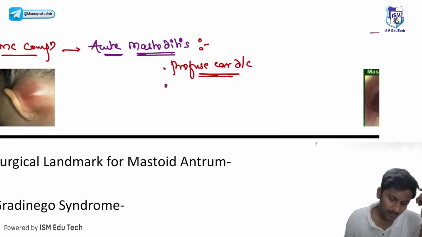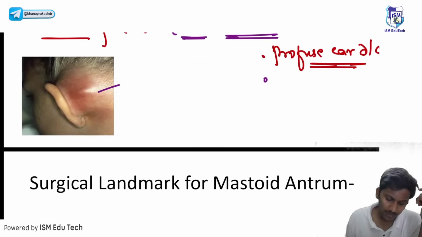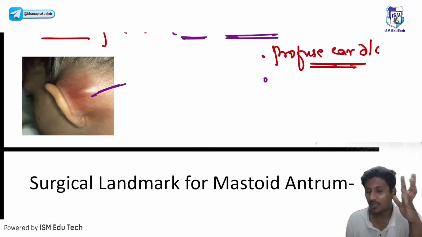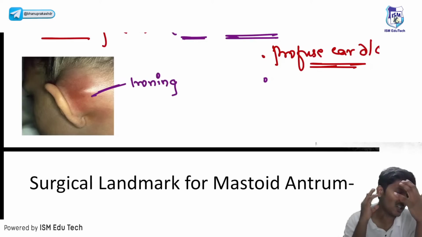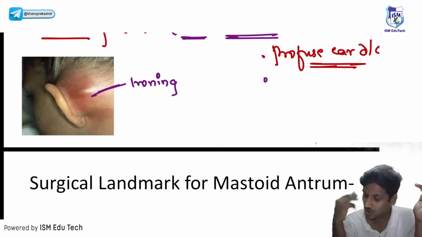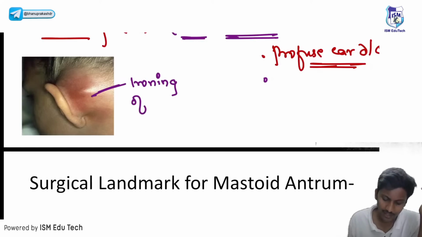Along with that, the earliest sign will be this. This is not a Battle sign. You cannot see bleeding over here. This is the ironing of the mastoid surface, because there is infection in the mastoid now. Therefore, there is inflammation of the mastoid that causes this ironing of the mastoid surface. This is definitely the earliest sign for a case of acute mastoiditis.